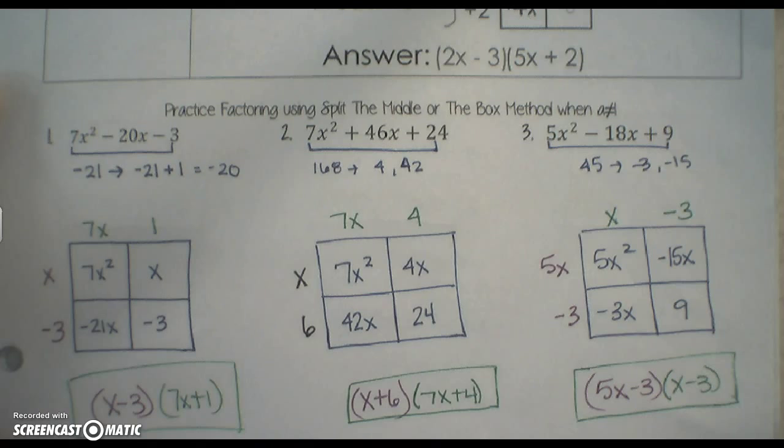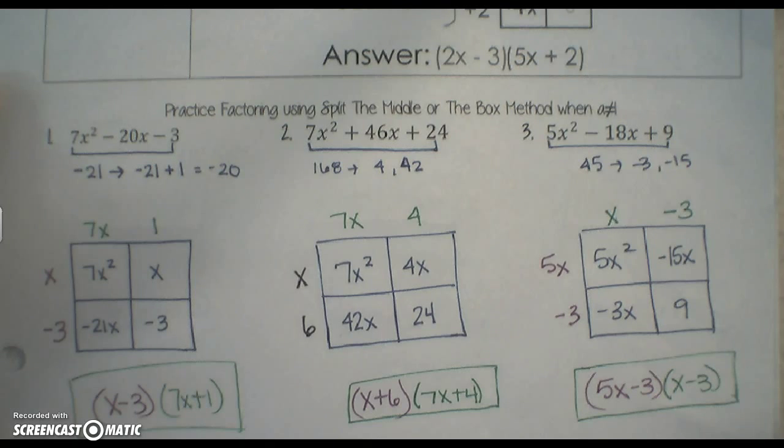All right, so I've got the box method here, but if you use grouping, you would still get the exact same answer, 5x minus 3 and x minus 3. So double check your answer with mine. If you got it wrong, it's all right. We're just going to check and see where you made your mistake, and then it just means you need a little bit more practice. So let's go ahead and flip to the next page.